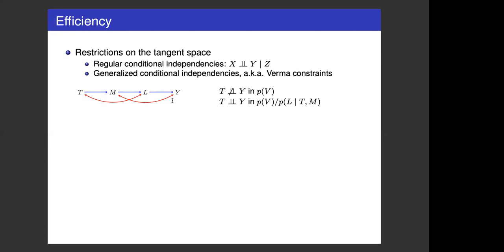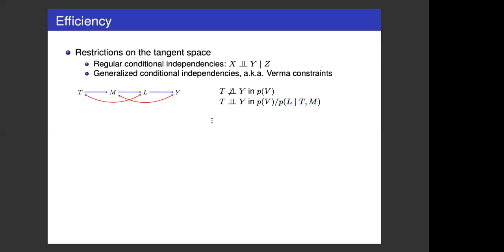But now if I just divide the distribution of T, M, L, and Y by the density of L given T and M, and obtain a kernel here, then T suddenly becomes independent of Y. So this is kind of mind-blowing, and this kind of constraint is called a Verma constraint because he was really the first to point out these constraints.